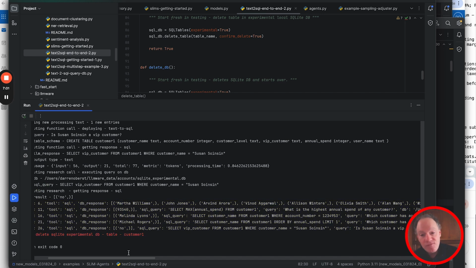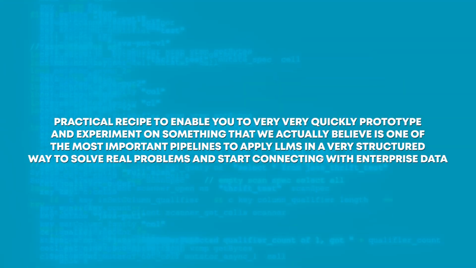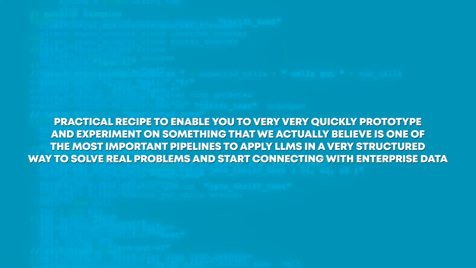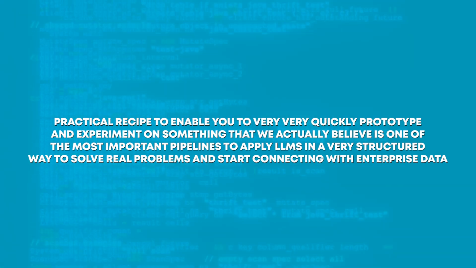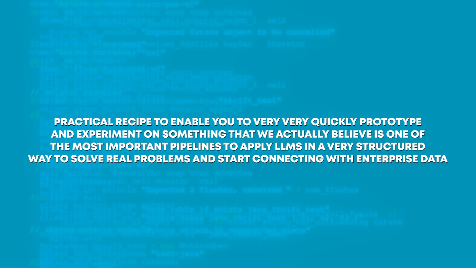Now, this is a very simple table. And these are relatively simple queries. So if there's a database analyst that's watching this, you're probably laughing a little bit. You're like, guys, this is not even SQL. There's no joins. There aren't multiple complex tables. My customer table has hundreds of different columns and attributes. All totally true. What we're trying to provide here is what we believe is a practical recipe to enable you to very quickly prototype and experiment on something that we actually believe is one of the most important pipelines to apply LLMs in a very structured way to solve real problems and start connecting with enterprise data.